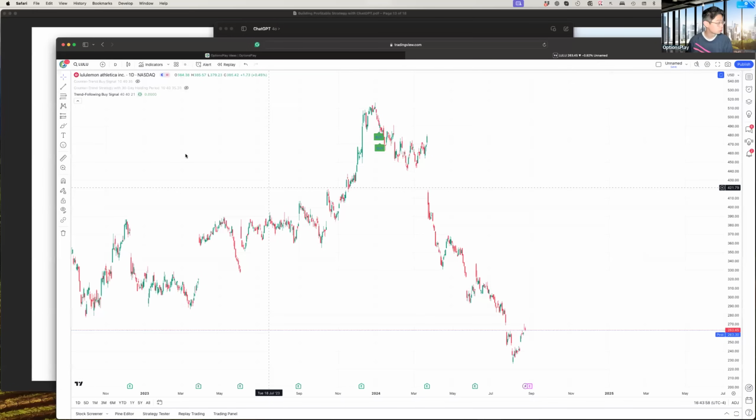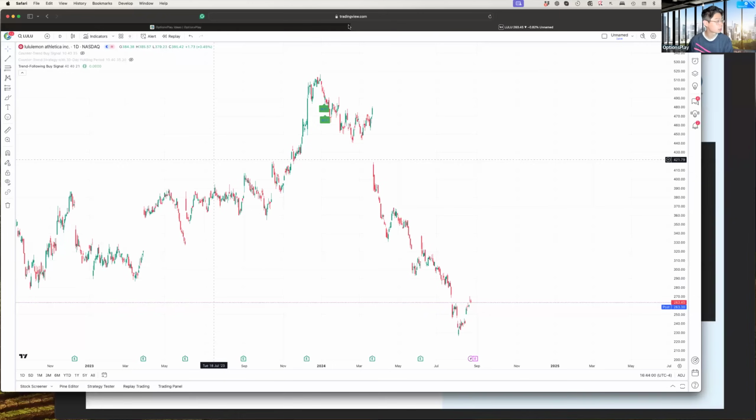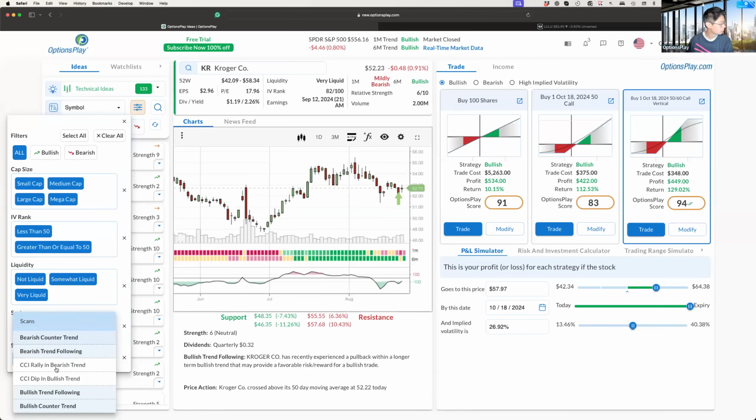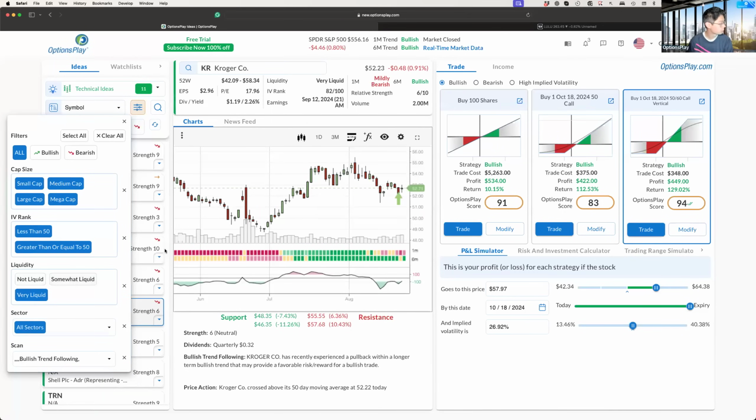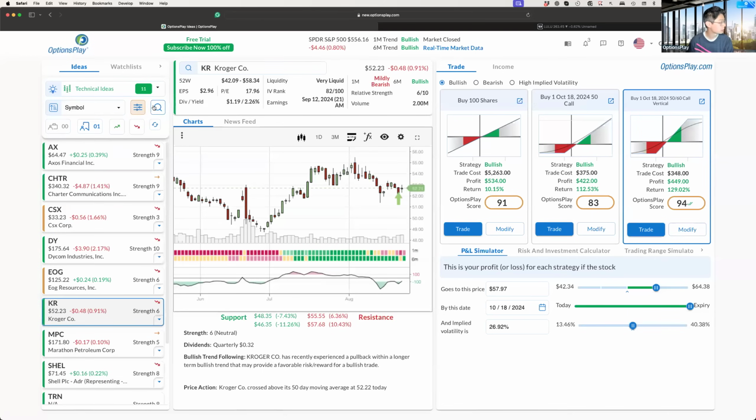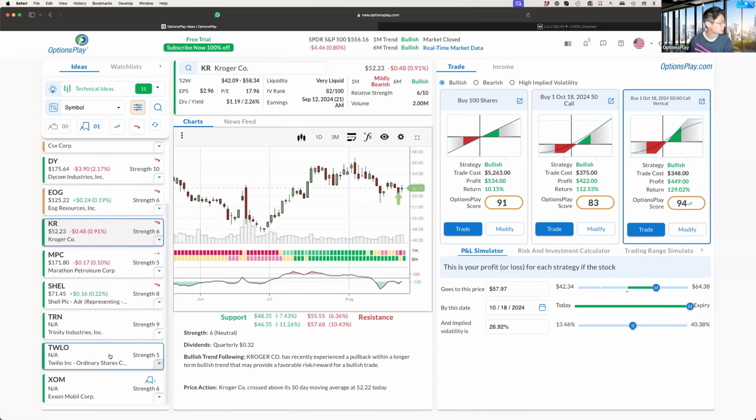And what you can do is you can find that in OptionsPlay. So when you log into OptionsPlay, you have bullish trend following, right? So let's look at bullish trend following. You have 11 stocks today that are liquid that generated these buy signals.